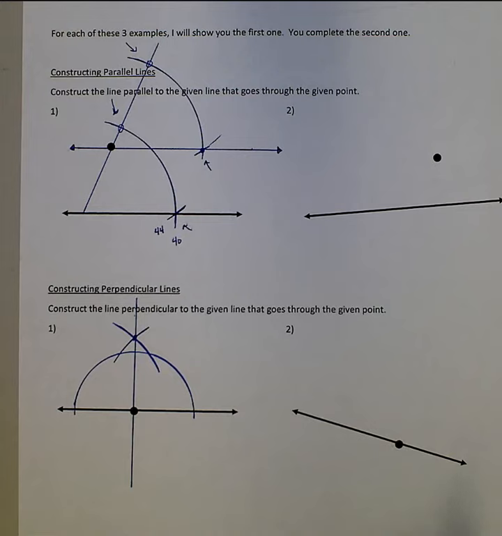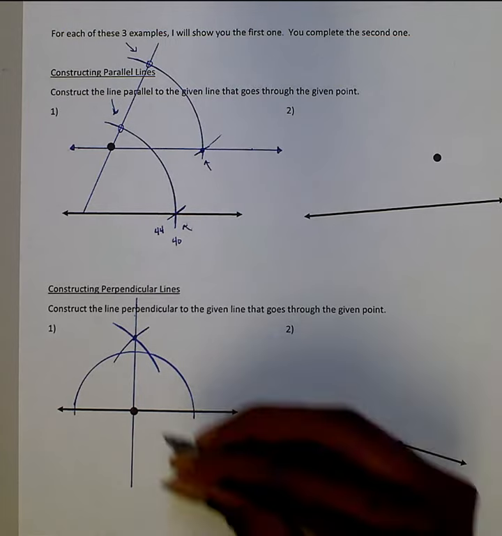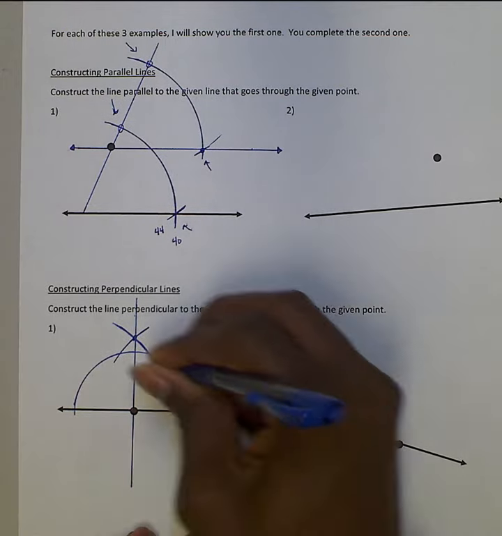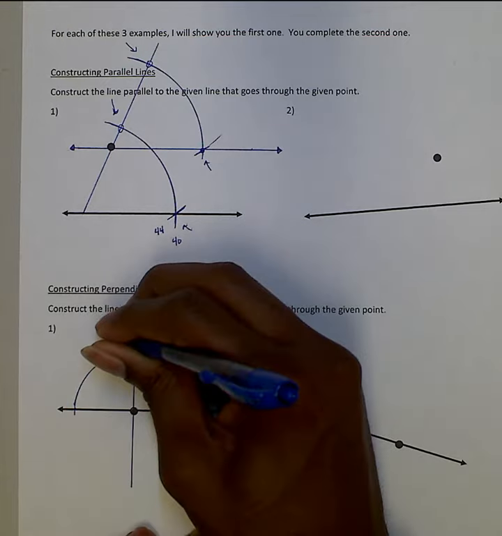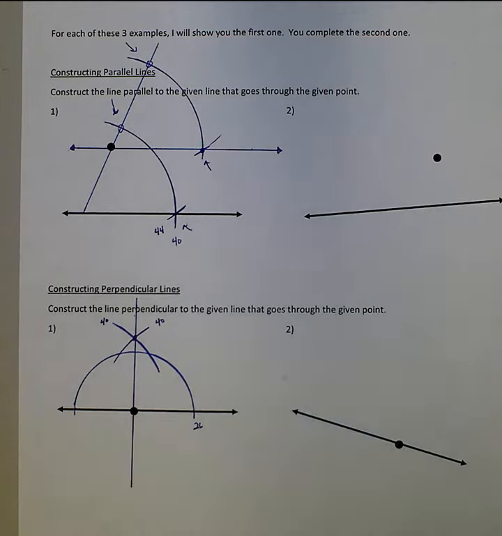Remember, you can rewind and rewatch it to help yourself out. I started off with the arc that went through both of these, and then from there I chose 40 for both of these. All right, backside.